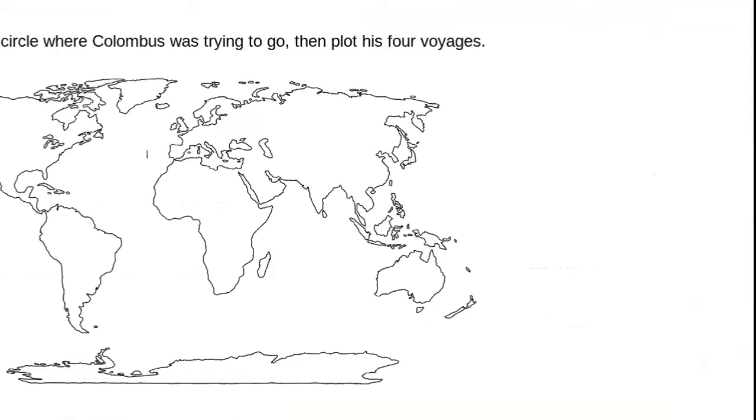First, circle where Columbus was trying to go to, then plot his 4 voyages. So the kids can choose a color, okay? And they can show by drawing on there, and this would be an excellent formative assessment for kids to show. And to clear that out, we're just going to reload that page. So if they didn't feel that they had that accurate the first time, they can go back, share it with each other, and share with their teacher. I love the interactive nature of that.